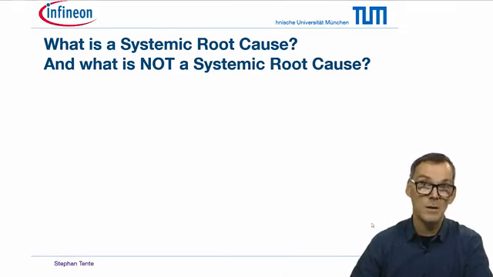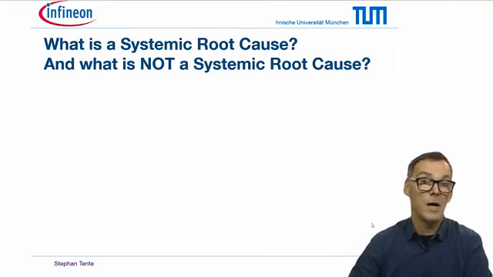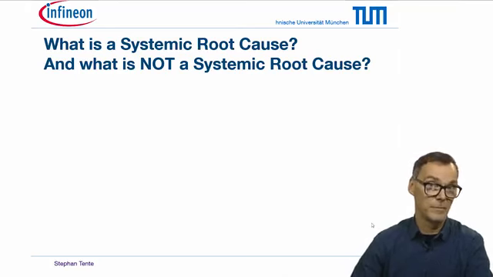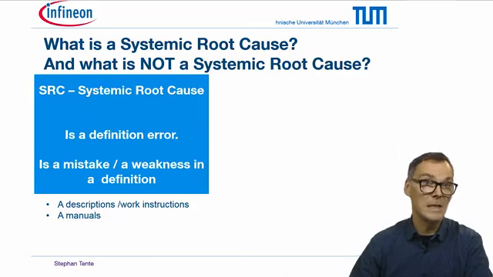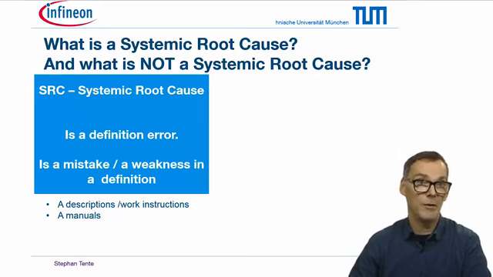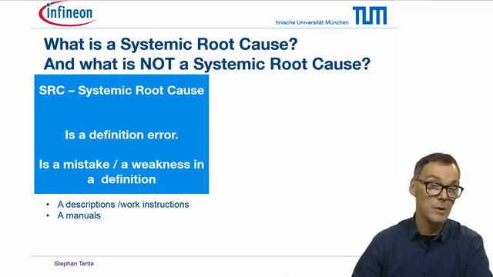Have you ever seen the definition for systemic root causes? Here is one, and it will provide an easy answer for you when you are asked, as well as make sure you see the difference between the two yourself. The systemic root cause is in general a definition error. It is a mistake or a weakness in a definition, like a description or a work instruction or a quality manual.